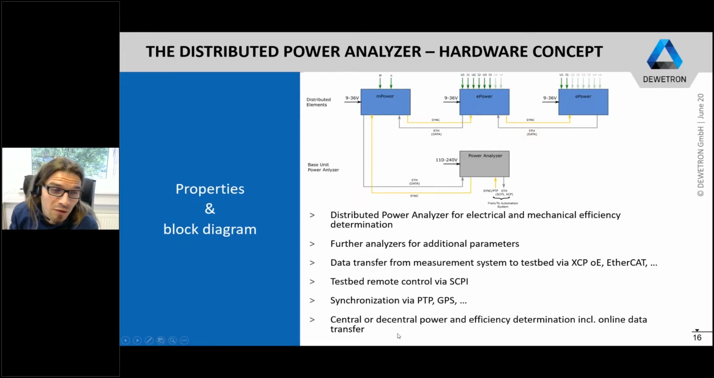And when we talk about central or decentral power and efficiency determination, you have different possibilities. You can do the power analysis and the power determination directly here on the distributed elements and only transfer the calculated parameters to the power analyzer, or only do the raw data acquisition here and transfer the raw data to the base unit power analyzer and do the power and efficiency calculation on the base unit system.